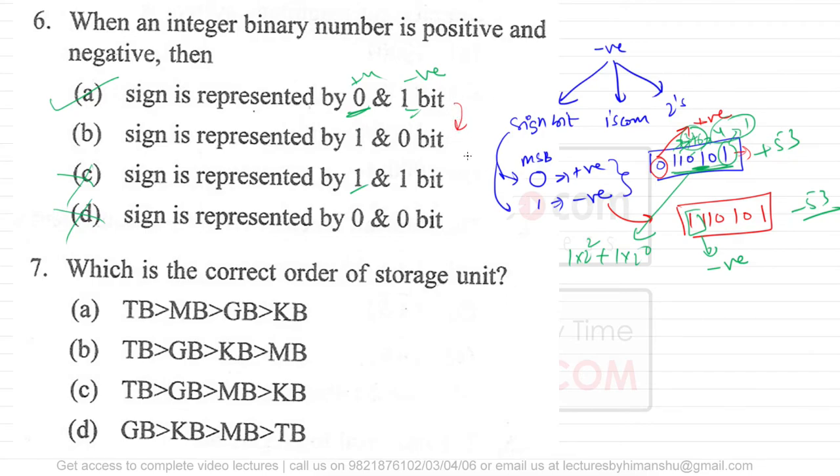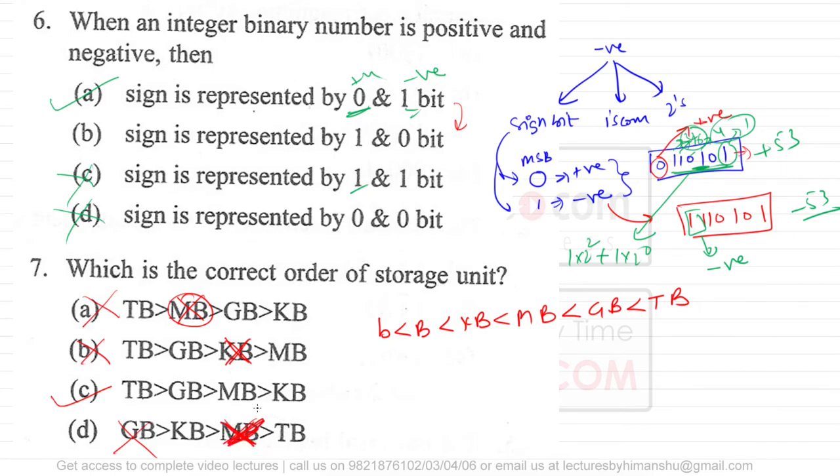given problem. Now, if you see question number 7, they are asking what is the correct order of storage units. We have already seen that byte is greater than bit, kilobyte is greater than byte, megabyte is greater than kilobyte, gigabyte is greater than megabyte, and terabyte is greater than gigabyte. The first option is completely wrong, because megabyte is not greater than gigabyte. Option B is completely wrong, because kilobyte is not greater than megabyte. Option C is correct, and option D is completely wrong, because megabyte is not greater than terabyte. Therefore, the answer to this problem is option C.